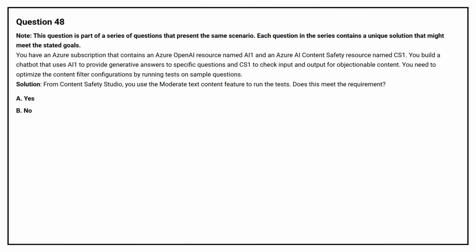Question number 48. Note: this question is part of a series of questions that present the same scenario. Each question in the series contains a unique solution that might meet the stated goals. You have an Azure subscription that contains an Azure OpenAI resource named AI1 and an Azure AI Content Safety resource named CS1. You build a chatbot that uses AI1 to provide generative answers to specific questions and CS1 to check input and output for objectionable content.